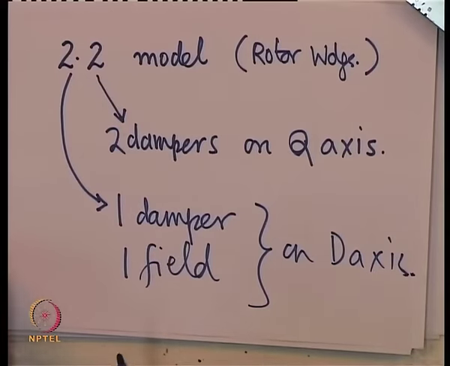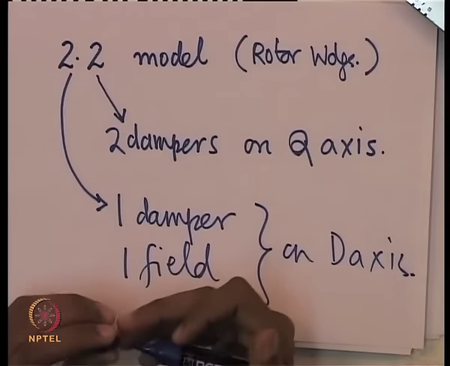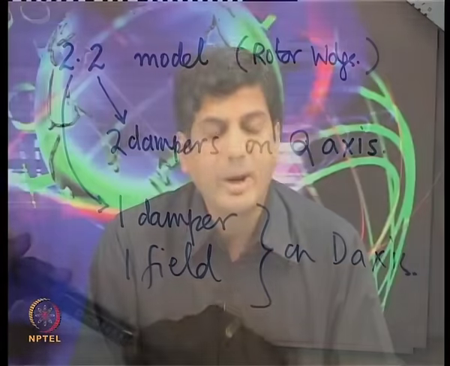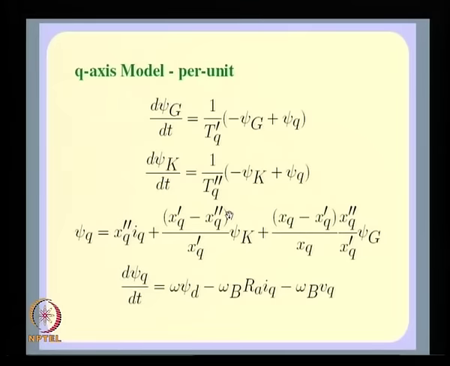Okay. Now, what if we want to get a simplified model? In fact, before I go ahead with trying to reduce the number of rotor windings and getting simplified models with a lesser number of rotor windings, let us look at one of the approximations we have already made just for the sake of revision. Okay. So, let us just first look at the Q axis per unit model.